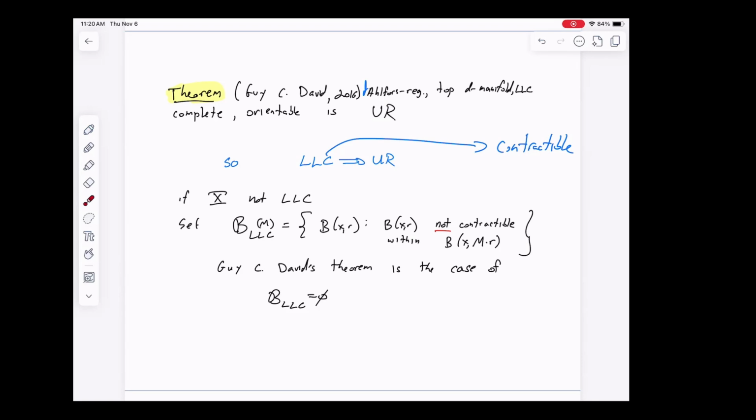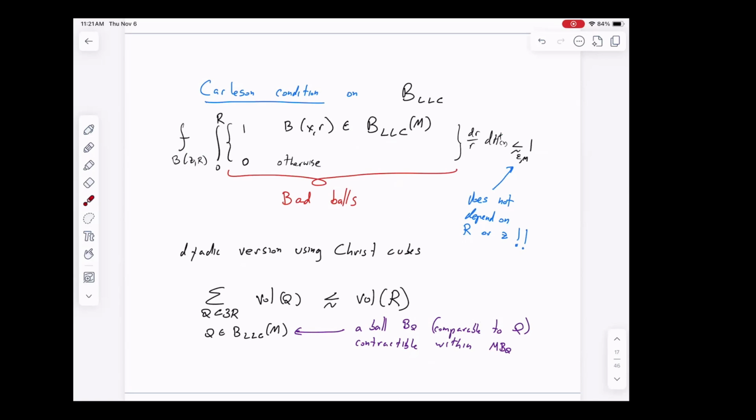Okay, but we're interested in a situation where X does not necessarily have to be exactly that. So we're going to define this set BLC_M, a collection of bad balls, and they're bad in the sense that a specific ball is not contractible within M times that ball. Guy's theorem is, of course, about the situation where this is empty for an appropriate choice of M. We're going to be interested in a situation where these bad balls satisfy what's called a Carleson condition.